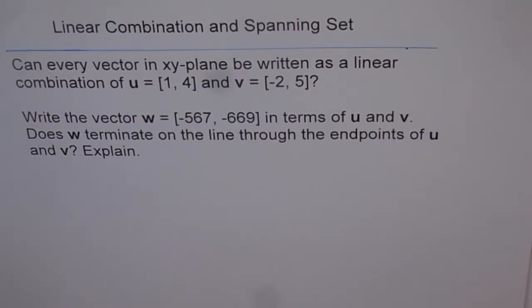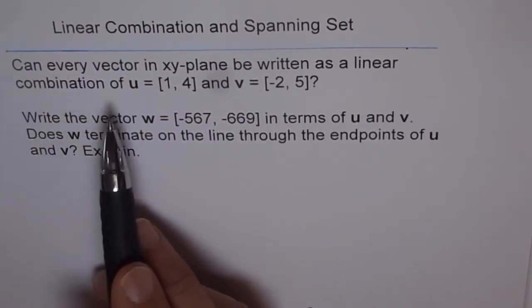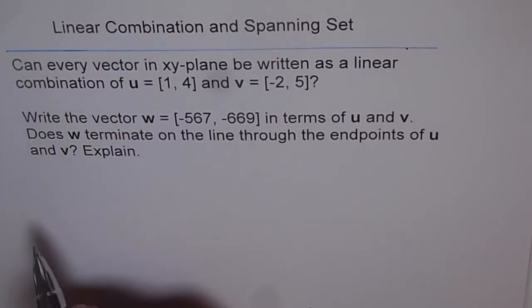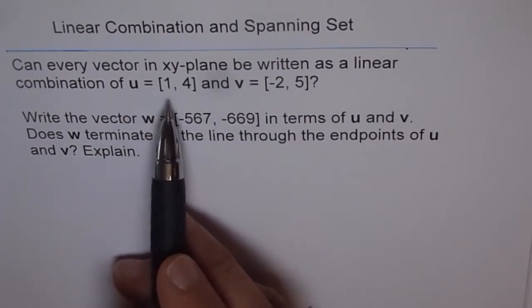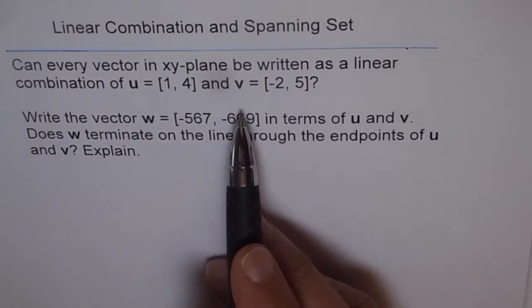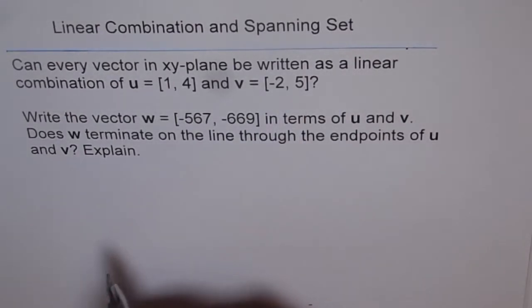Linear combination and spanning set. Here is a very interesting question for you. Can every vector in the xy plane be written as a linear combination of vector u, which is (1, 4), and vector v, which is (-2, 5)?